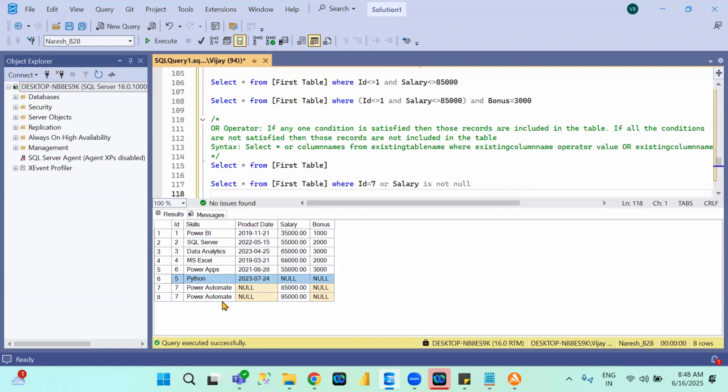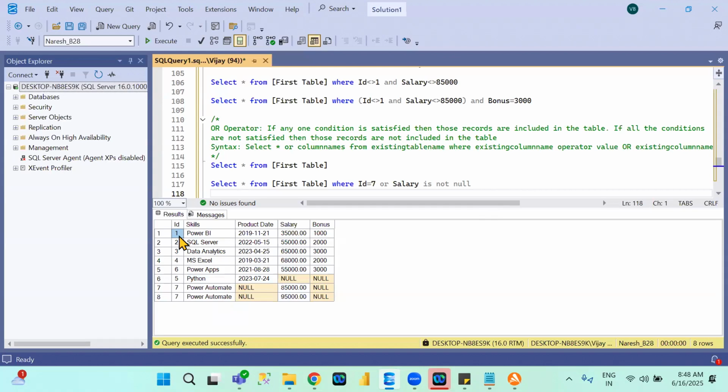Then what records are displayed? Tell me anyone. What are the ID values? 1, 2, 3, 4, 6, 7 related ones. Understand or not? If you want, you can verify each and everything. ID is equal to 7. Is this ID equal to 7? No, the condition is not satisfied.